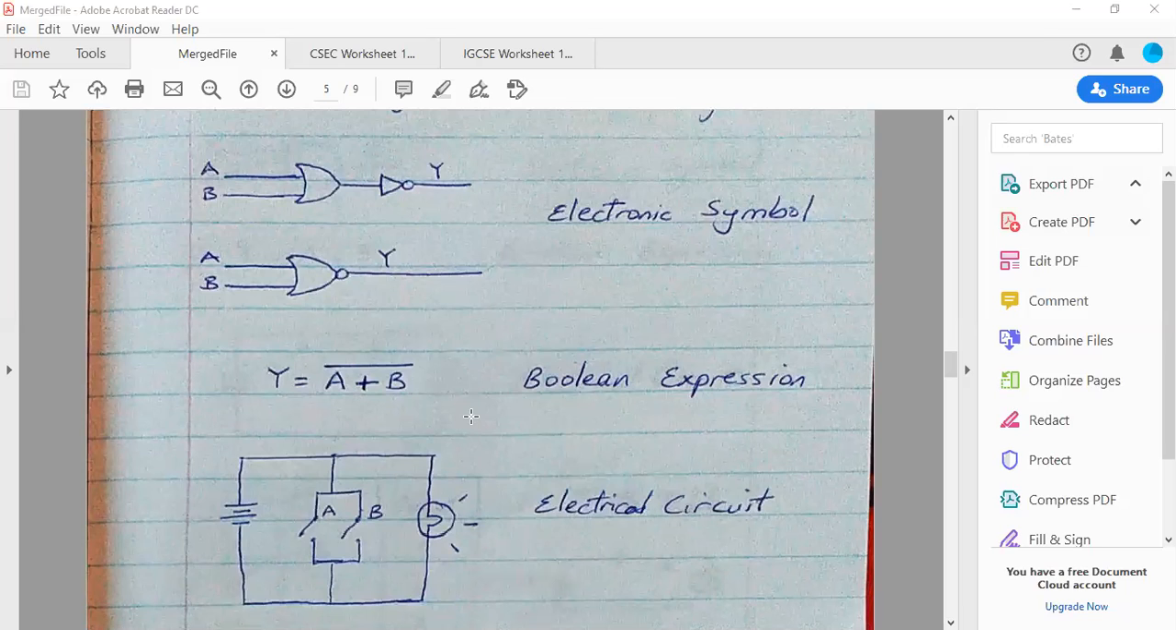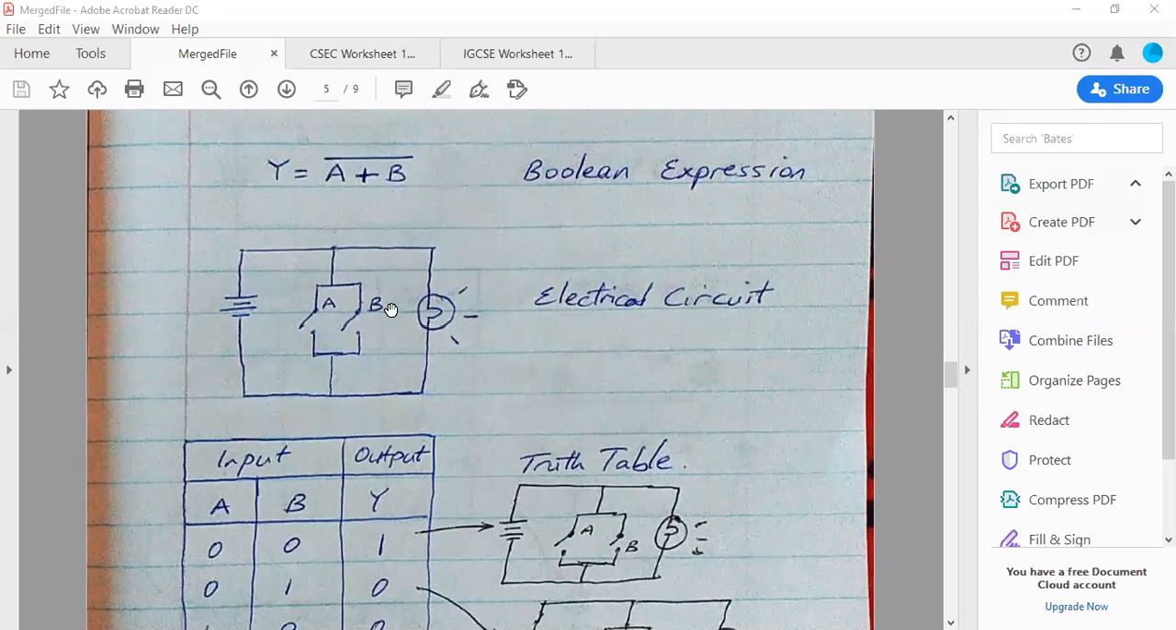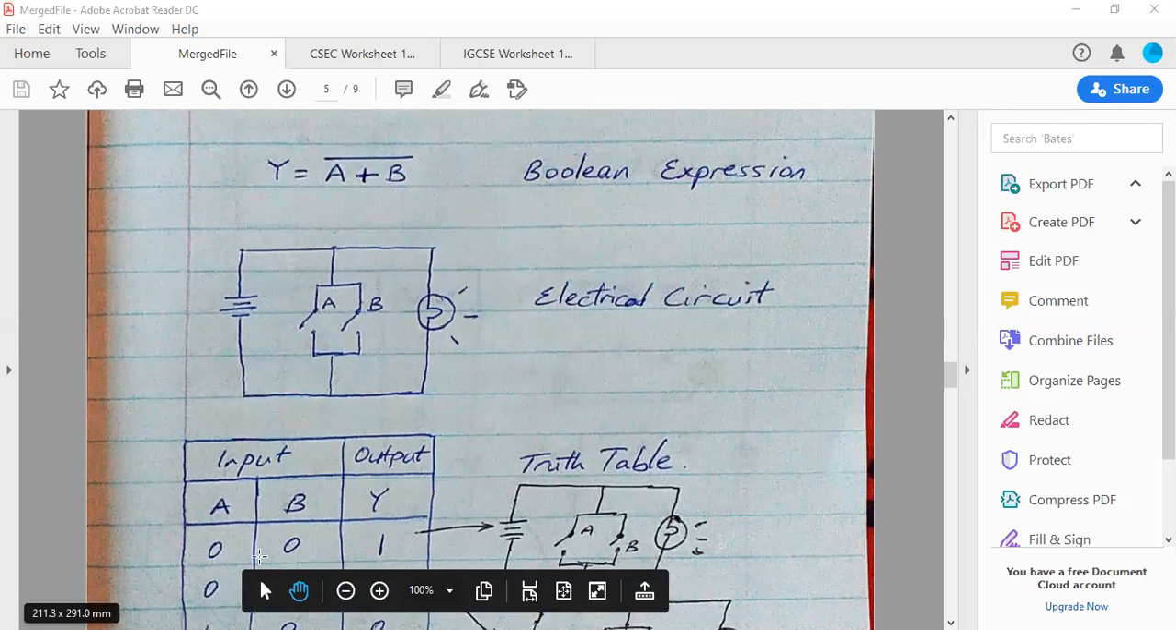Your Boolean expression is Y, which is the output, equal to A or B, and the line above it, we call it bar. So we're going to say A or B bar, which means that it is the opposite. Once you use the bar, you're going to get the opposite of A plus B. For example, in the truth table, what is 0 plus 0? 0 plus 0 is 0. But what is the opposite of 0? It is 1.